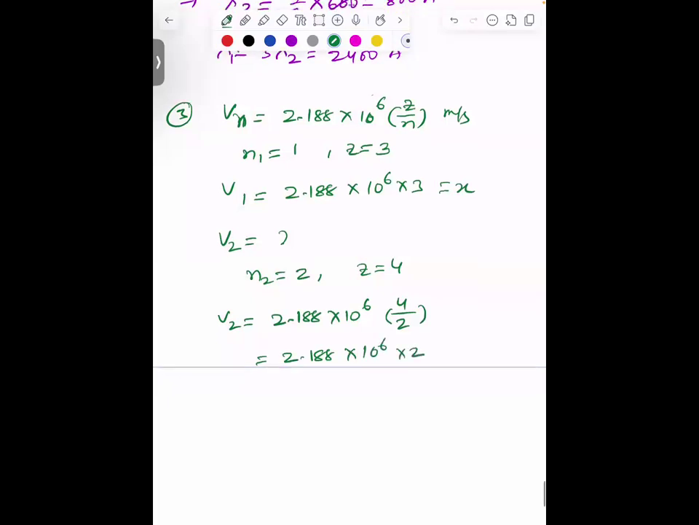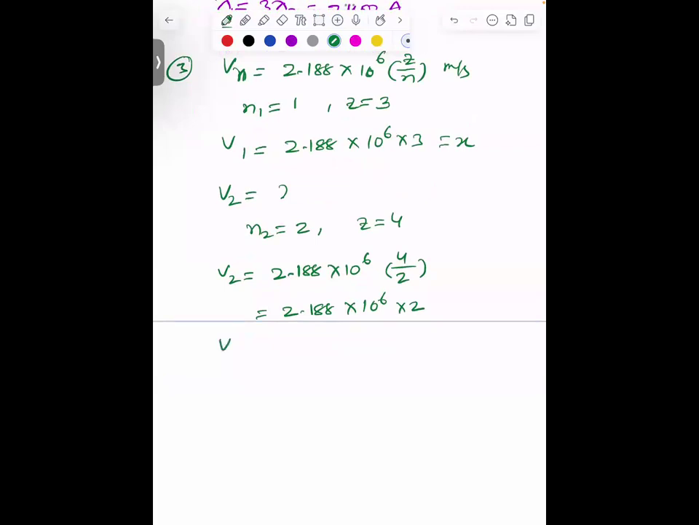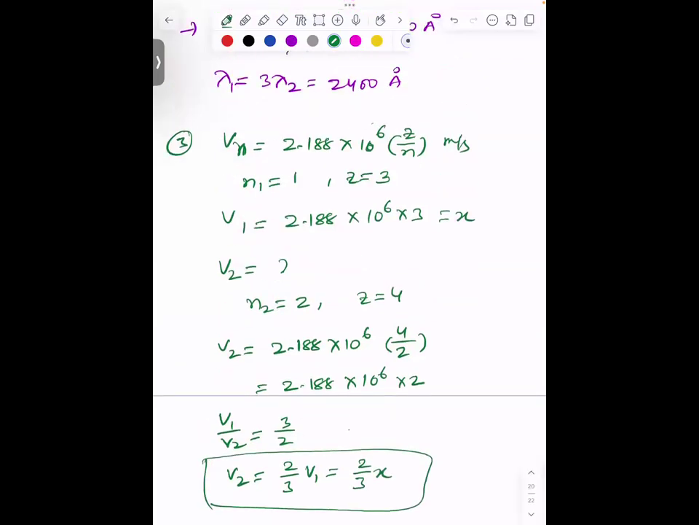So what is V1 upon V2? You can write V1 upon V2, that is 3 by 2, that is x by the factor. So 3 by 2, or V2 equal to 2 by 3 into V1, that is 2 by 3 x. This is the answer. Note down.